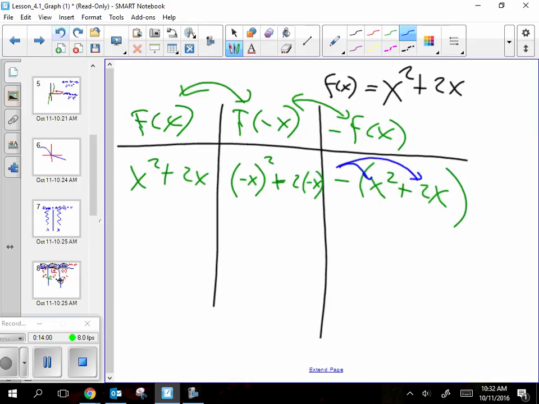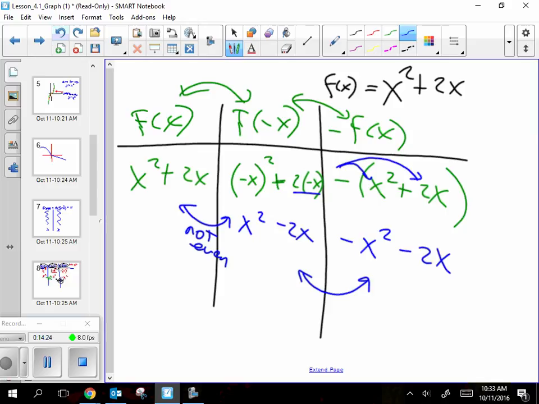Okay, back to this. Are these really equal? We'll find out. Square that, you become x squared. Simplify that, becomes minus 2x. Is that really equal? No, and therefore it's not even. I've checked. Now I'm going to check these two. Negative x squared minus 2x. Are these equal to each other? No, so therefore it was not odd. And if it's not even and it's not odd, it was a neither function.